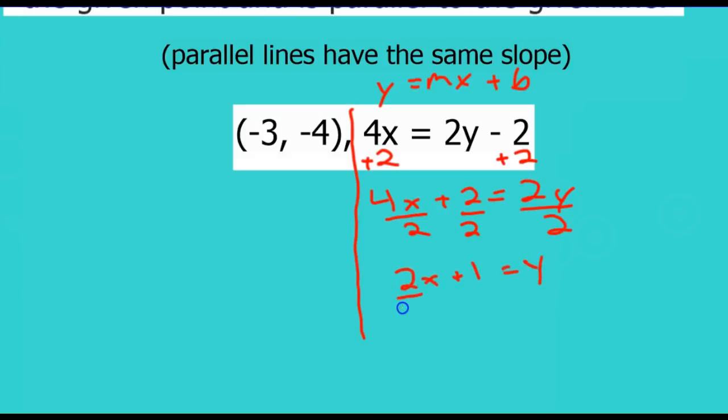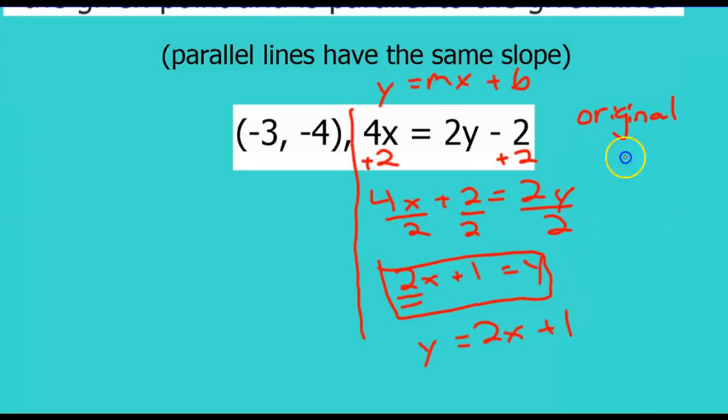So our slope would be this 2 here. This is our original equation. We could rewrite that if we wanted to into y equals 2x plus 1, so it looks like y equals mx plus b. So our original slope is m equals 2. That means our parallel line has to also have a slope of m equals 2. So we can write that as y equals mx plus b.